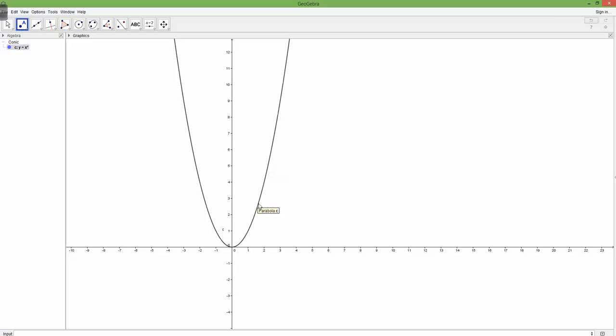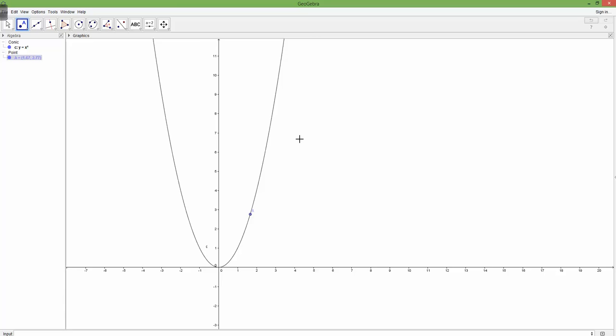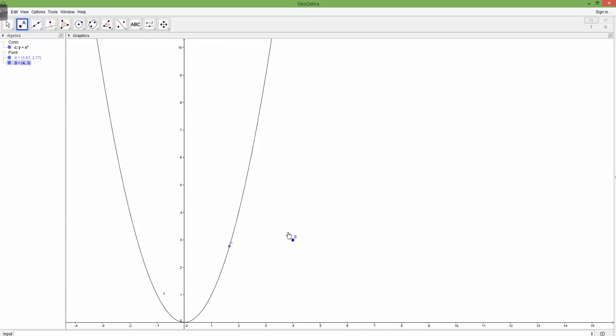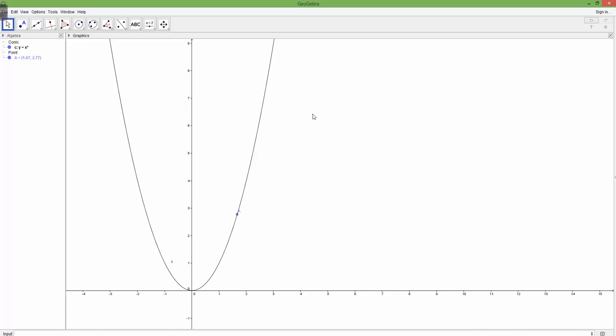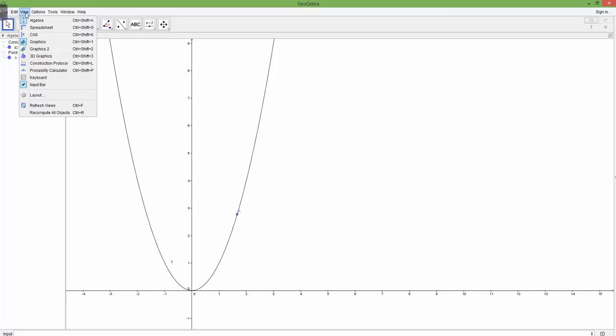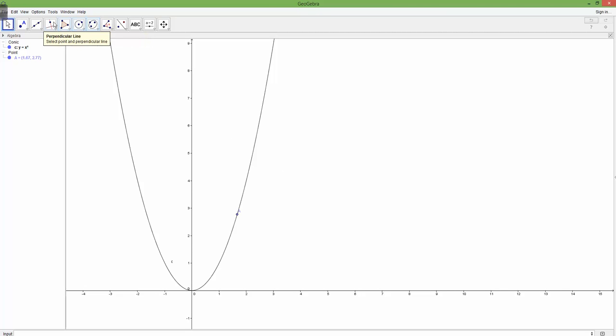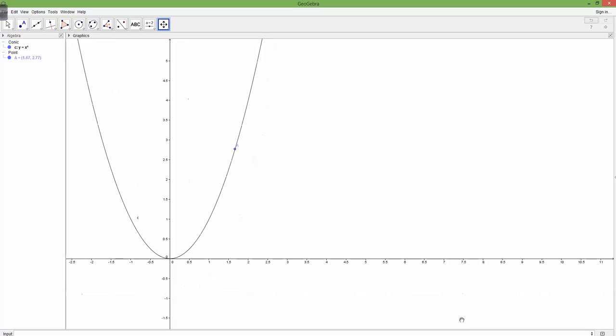put a point on this parabola here, the basic parabola y equals x squared. Now let me just zoom up on this a little bit. Oops, I don't want another point. Let me delete that. Okay, and let me just try and change the scale a little bit. Okay, so just recentered things a little bit more. Okay, and so here's our point A.